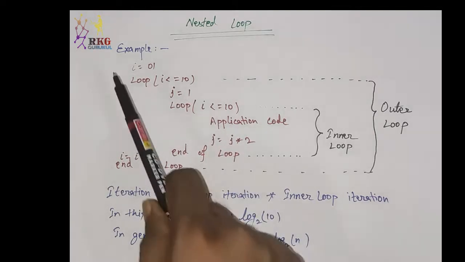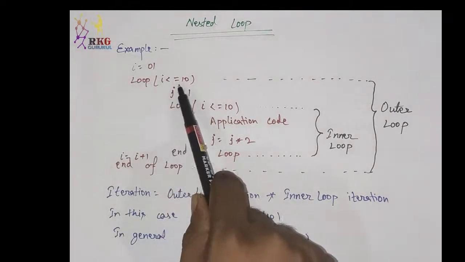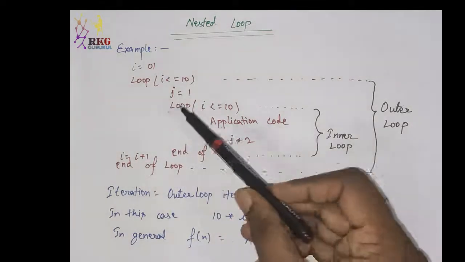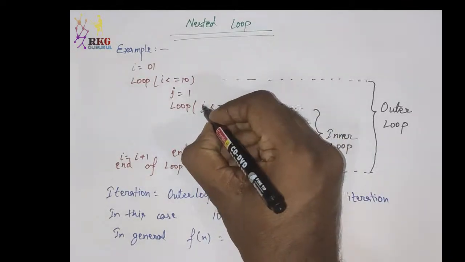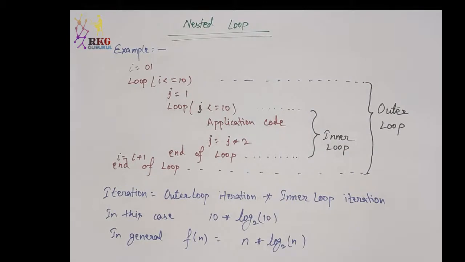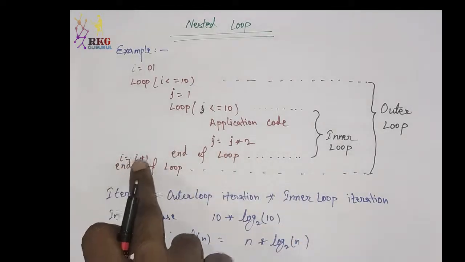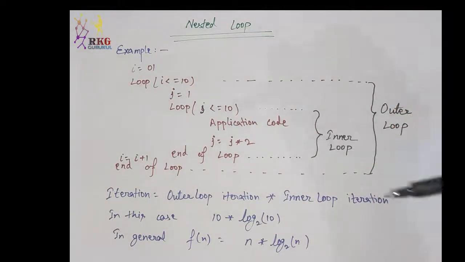In this example, I is going to start from 1, and this is the first loop, I is less than or equal to 10. J is equal to 1, and this J loop is going to execute up to J less than 10. And there is written application code. The control over J is J into 2 and control over I is I plus 1. So this is our inner loop, and this is our outer loop.